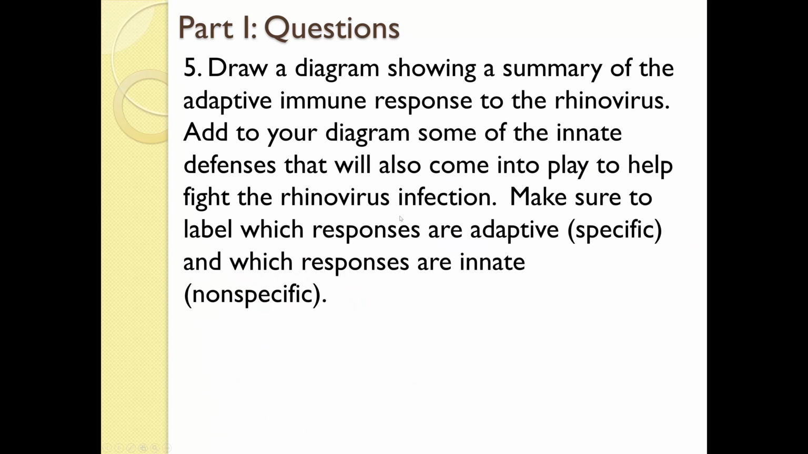Number 5. Draw a diagram showing a summary of the adaptive immune response to the rhinovirus. Add to your diagram some of the innate defenses that will also come into play to help fight the rhinovirus infection. Make sure to label which responses are adaptive or specific and which responses are innate or nonspecific. All right, so this is going to be a pretty big diagram with lots going on, but I've broken it down into steps, and so hopefully you can go back and re-watch this part with the different steps until you kind of get the whole response down.